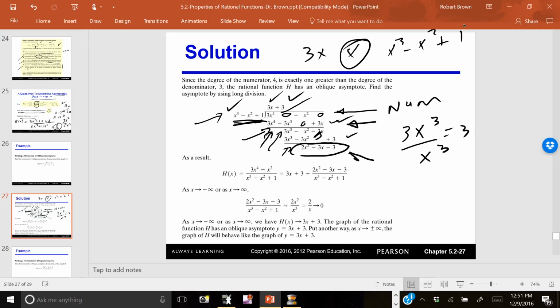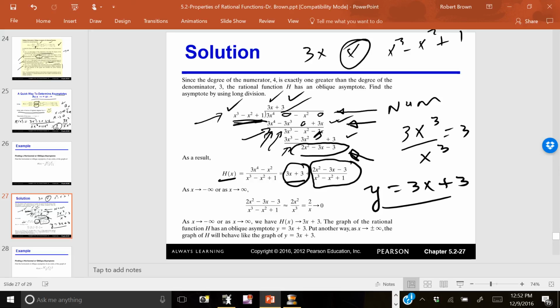And this is called the remainder. So h of x can be written as 3x plus 3 plus the remainder. And from this, the linear terms will be what we call the oblique asymptote. So the oblique asymptote is going to be y equals 3x plus 3. I recommend you practice this in your homework.